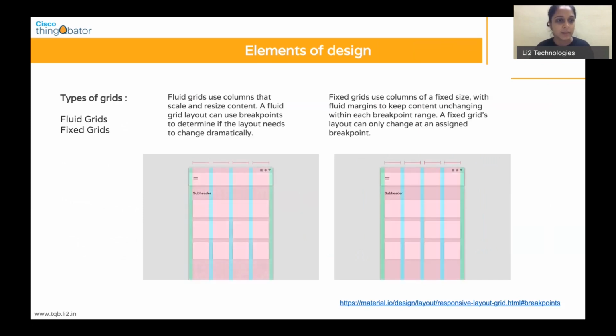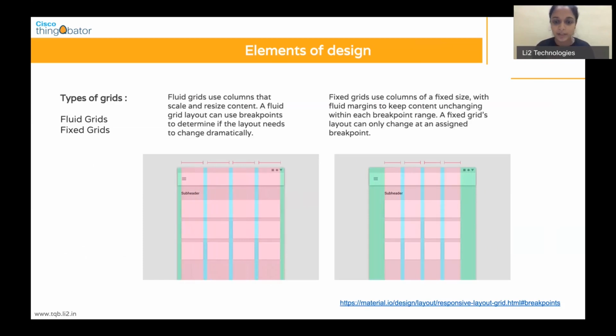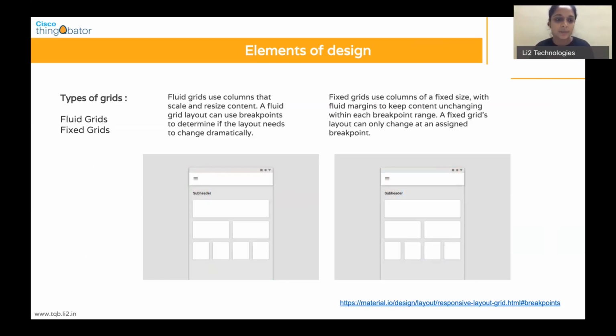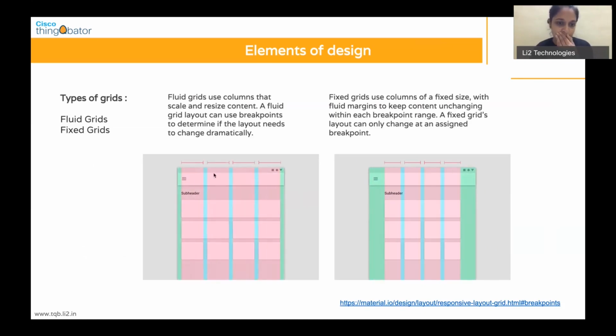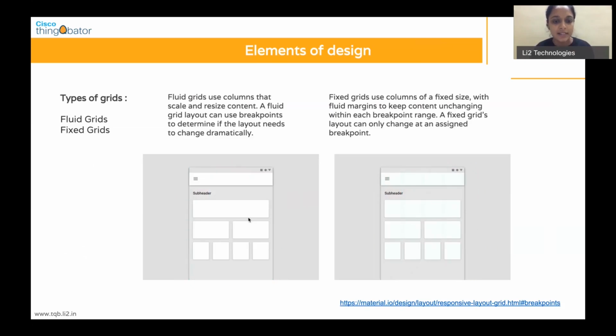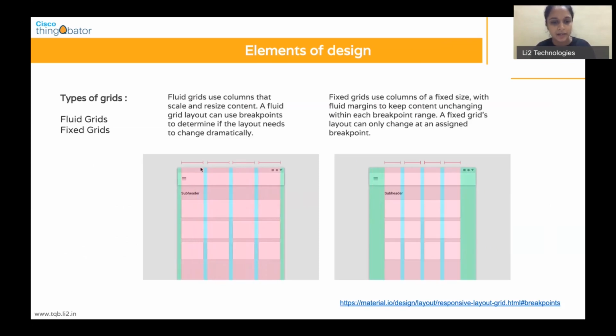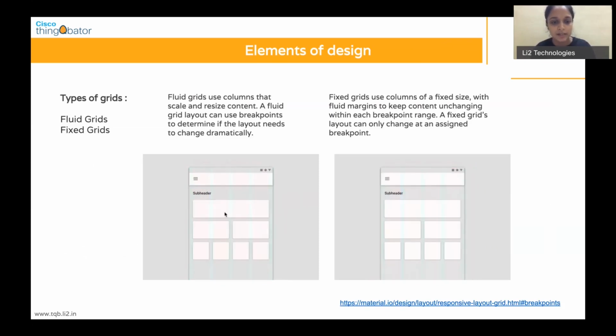Let's understand what the different types of grids are. There are two types of grids: a fluid grid and a fixed grid. Fluid grids are where UI elements like card sizes and other elements will resize themselves according to the size of the screen. You can see everything is moving. The inner aspects like columns and gutters and cards are all getting adjusted. This is using responsive design.